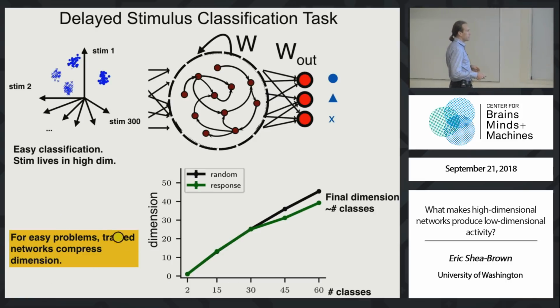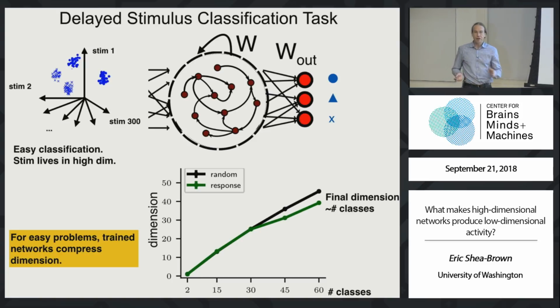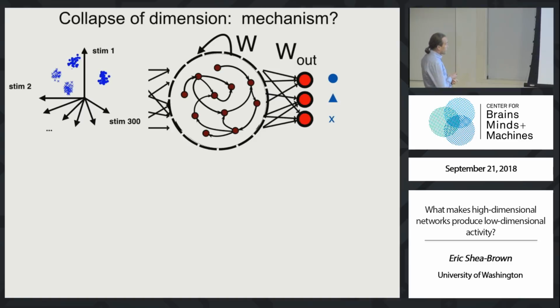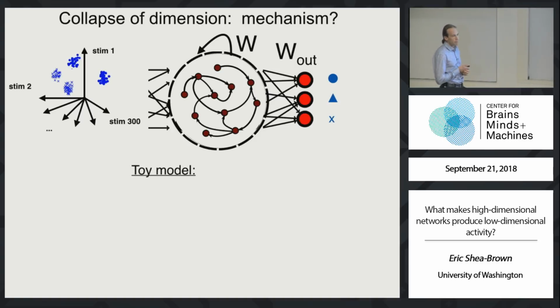Okay, so this is my main point. Not a warning, but something that I find quite interesting. For easy problems for which there's no reason from a classification point of view to compress the dimensionality or to produce low dimensional representations, recurrent neural networks trained through backprop do this anyway, and they do so very strongly. So can we have some intuition or build a toy model as to why this is the case? Let's build up said model.